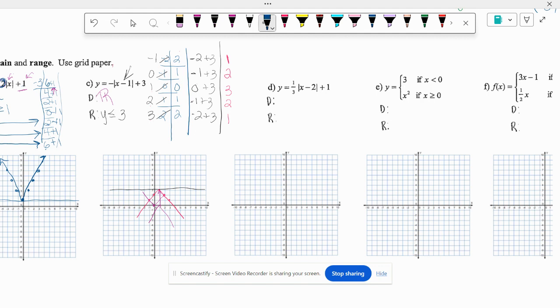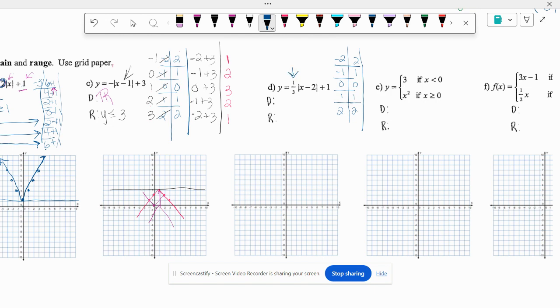So for this next one, again, I'm going to start with the parent function, just so you can see what's happening. I always try to use the same points. Makes it easy. Remember, the absolute value of any negative number is positive. Okay. So let's talk about the transformation that's taking place here.